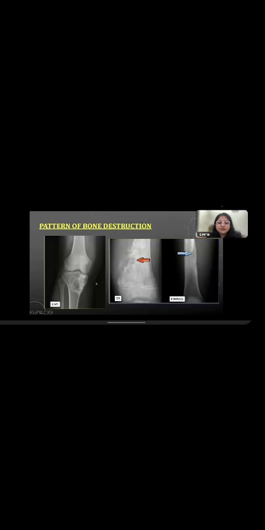Pattern of bone destruction. Bone destruction pattern we can define as very well defined margins surrounded by a thick sclerotic margin, as in CMF. In osteosarcoma, there is an interrupted margin, there is cortical destruction. In Ewing's, the margins are ill defined and there is a permeative kind of bone lesion appearance.